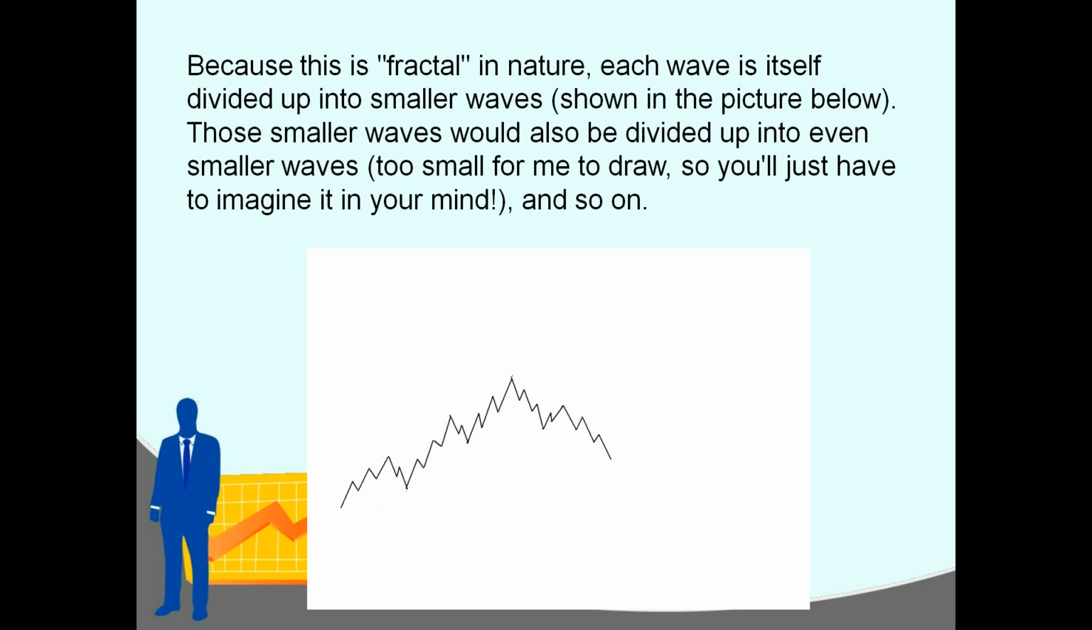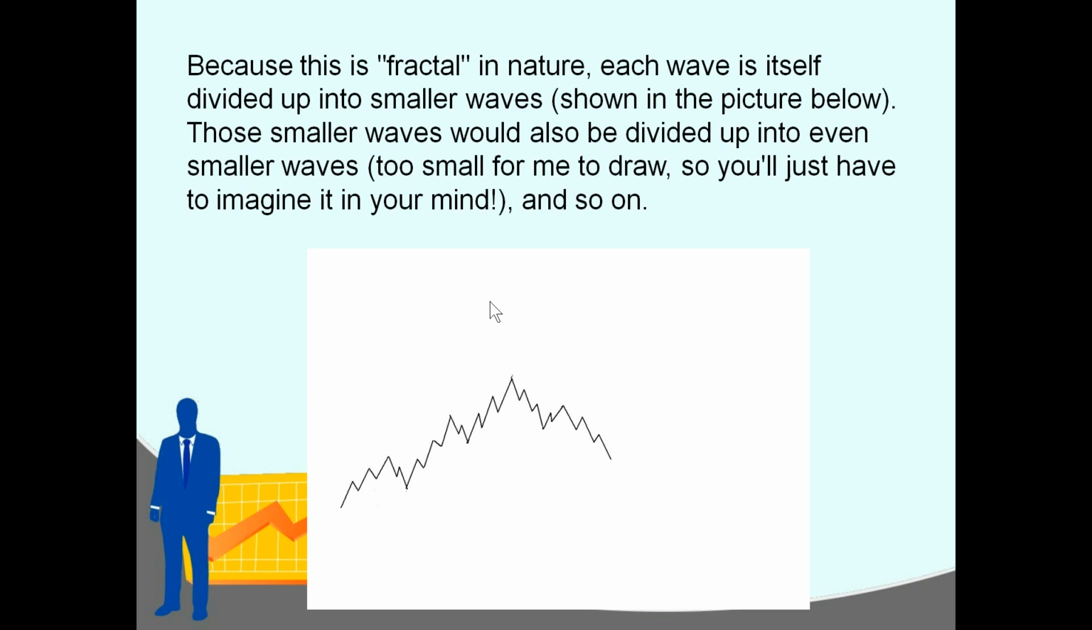Now, because this is fractal in nature, remember we talked about that, each wave is itself divided up into smaller waves, shown in the picture below. And I tried to draw this as best as I could. I hope you'll forgive my artwork. But you'll notice, you can see the 5 impulse waves, and each of the waves is itself divided into smaller waves. Those smaller waves would also be divided up into even smaller waves, too small for me to draw, so you'll just have to imagine it in your mind, and so on.